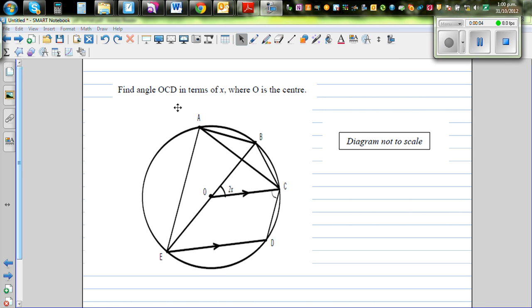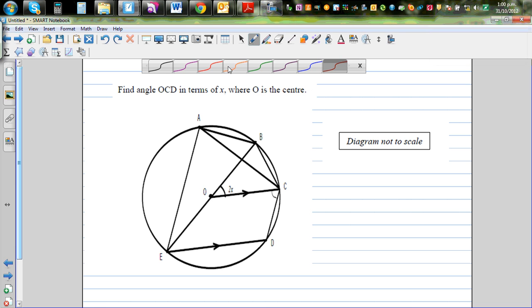Find the angle OCD in terms of x, where O is a center. Okay, so here this O is a center. You have this information: O is a center, and this angle is given to be 2x. If this is not clear, this is 2x, and you want to write this angle OCD in terms of x. So what can we do?